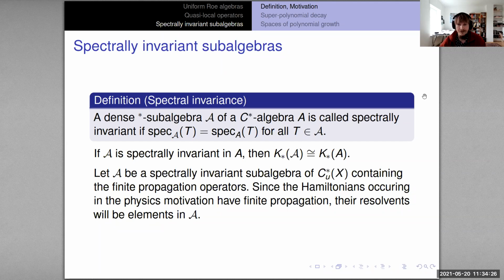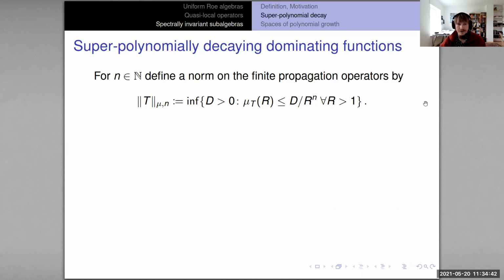Okay, and that's what we are going to do now: find a nice spectrally invariant subalgebra of the uniform Roe algebra. So how to do this? As I already said, we will again use the notion of quasi-local operators. Namely, we define the following family of norms. So T is a finite propagation operator, and we fix the natural number n. And then we consider mu_T of R. This is the smallest possible choice of a dominating function for the operator T.